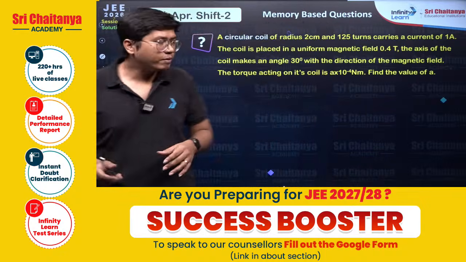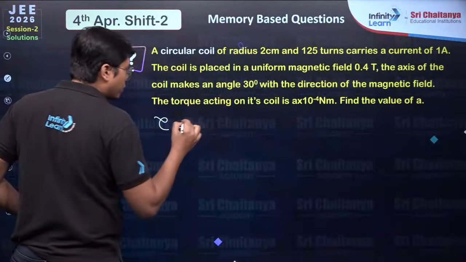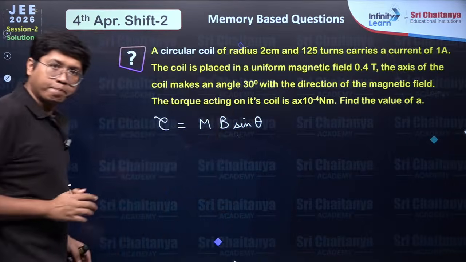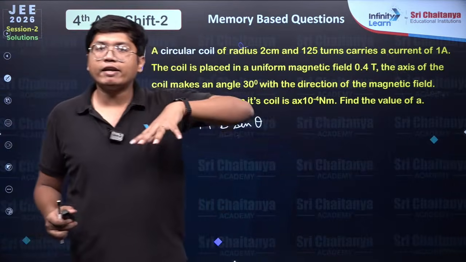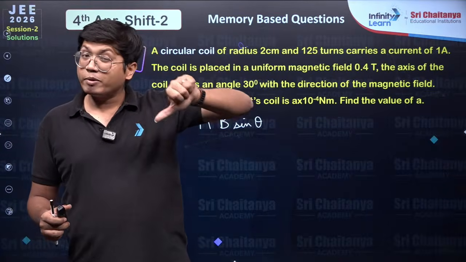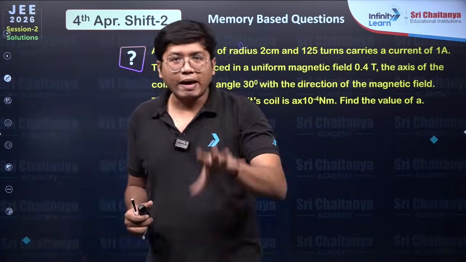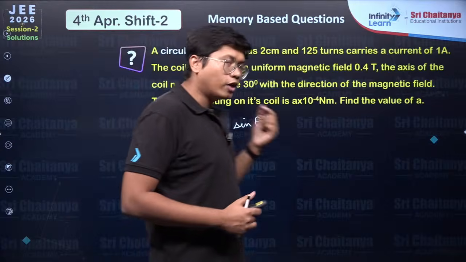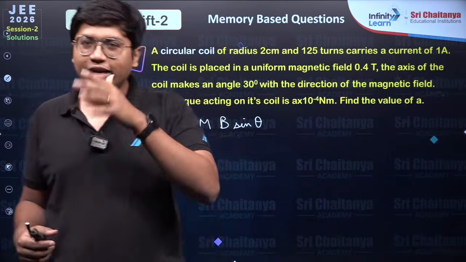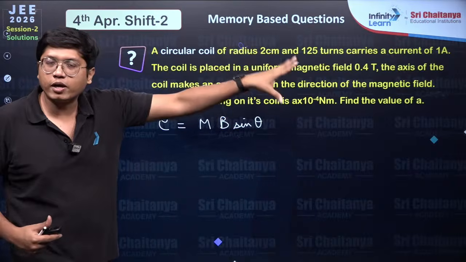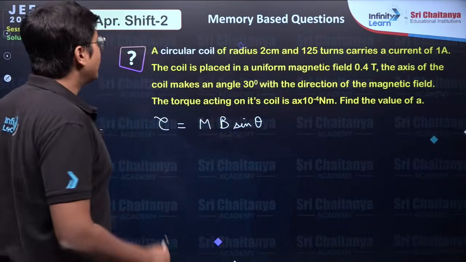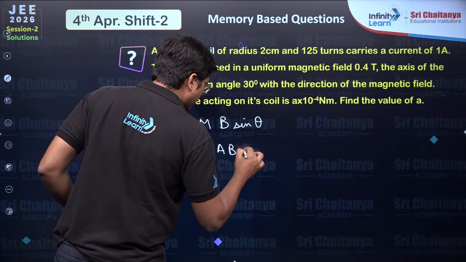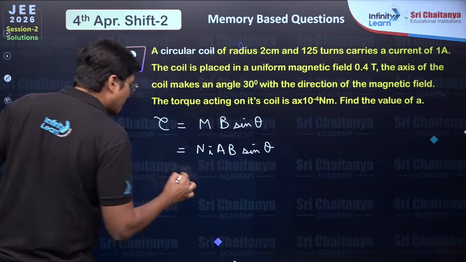Simple formula, we know torque is equal to magnetic moment into magnetic field into sine of theta. Thankfully, theta is already given to us as the angle between the magnetic moment vector and magnetic field vector, because I know magnetic moment always points along the axis, right? Once we've got that down, what is the formula for magnetic moment for a circular coil? It is NIA, number of turns into current into area, then into magnetic field into sine theta.